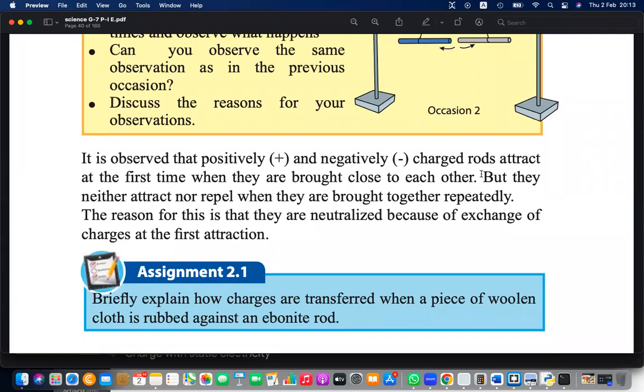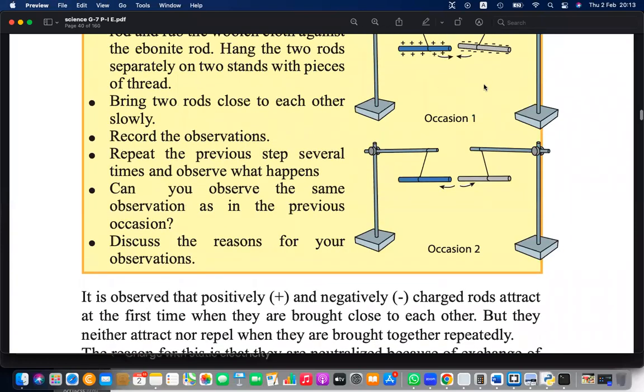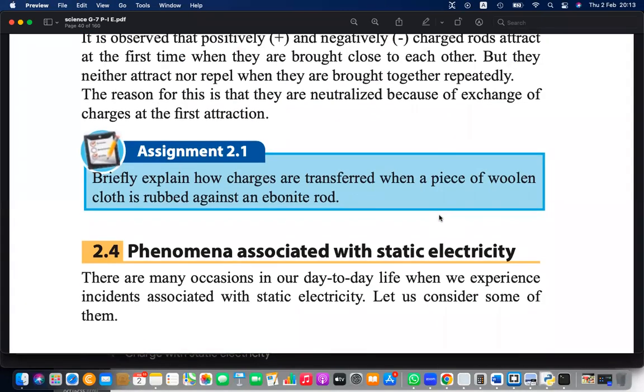They will discharge. Right? It is observed that the positively and negatively charged rods attract the first time, but they neither attract nor repel when brought together repeatedly. Not the second time, maybe third time, fourth time. They will not attract or repel. Not doing anything because it is neutralized. Right? Because these are exchanging charges. In the attraction, they are exchanging the charges. Negatives will go to the positives and positives will go to the negatives. Therefore, it will neutralize.